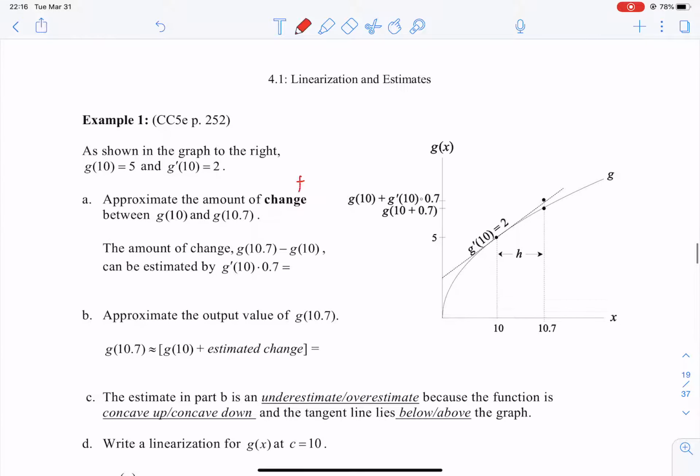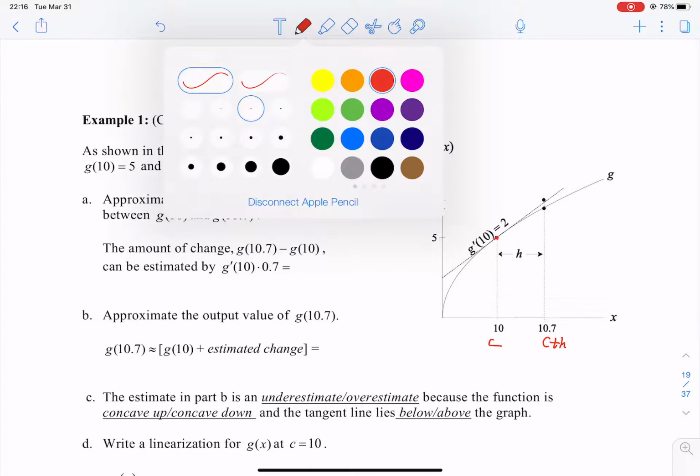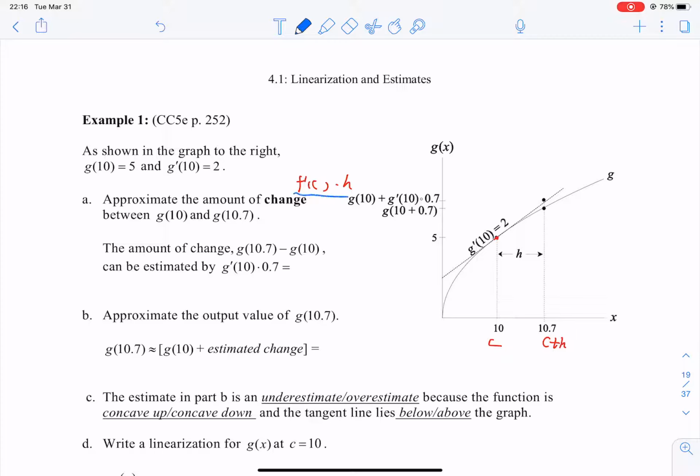So this part, f prime of c multiplied by h, and the c here is just 10. So this is the first point c, and this is the second point c plus h. So we know c is 10. We just use the formula, f prime of x multiplied by h. Here we are given the function g, so it's just g prime of c multiplied by h. c is 10, so just g prime of 10 multiplied by the horizontal difference. It's just 0.7, so h is 0.7. So that is how we got this one.